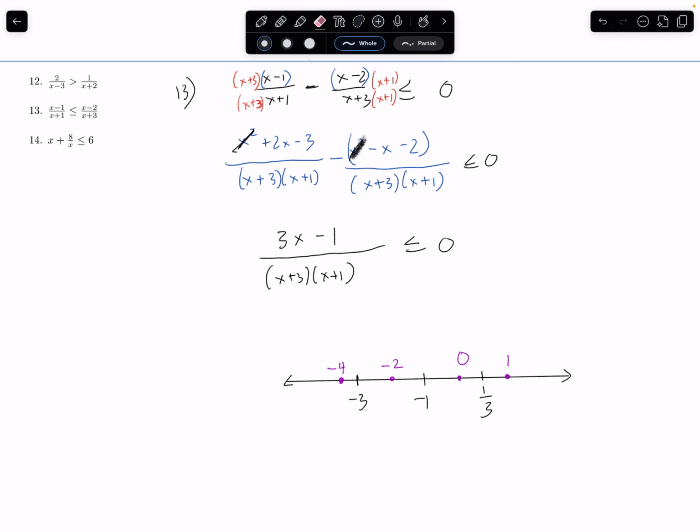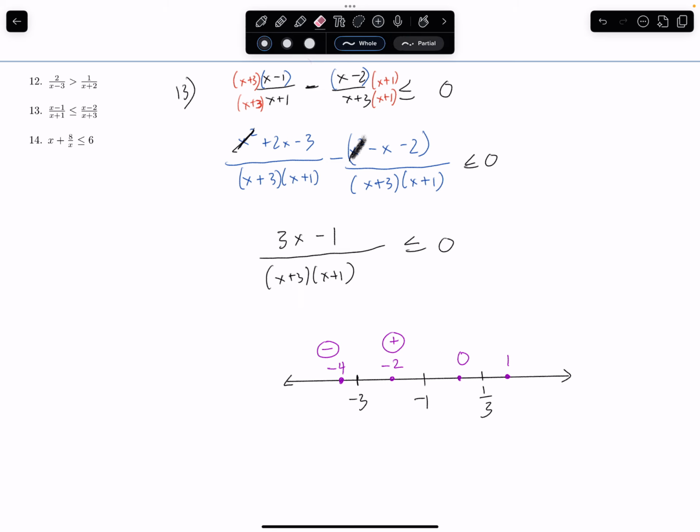Okay, so that means purple here too. Okay, negative. Okay, now -2. If I plug in -2, that's -6 minus 1, that's negative. -2 plus 3 is positive. -2 plus 1 is negative. So 2 negatives and a positive make a positive overall.